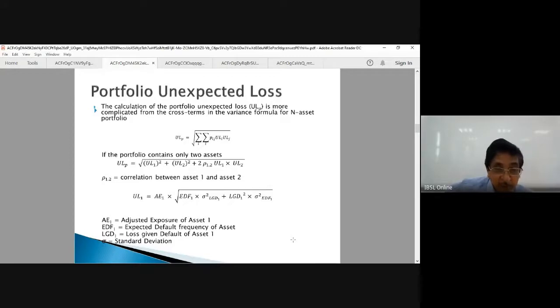But when you want to calculate the unexpected loss of the portfolio, first of all, we assume there are only 2 loans in the portfolio. In that case, there's a formula to calculate the unexpected loss of the portfolio with only two loans. It is given in the third or fourth line. There you say ULP is equal to the square root of UL1 squared plus UL2 squared plus 2 rho 1 2 UL1 into UL2. Rho 1 2 is the correlation coefficient between loan 1 and loan 2. That gives the portfolio unexpected loss. But here we assume there are only 2 assets in the portfolio. Now, rho 1 2 is the correlation between asset 1 and asset 2.